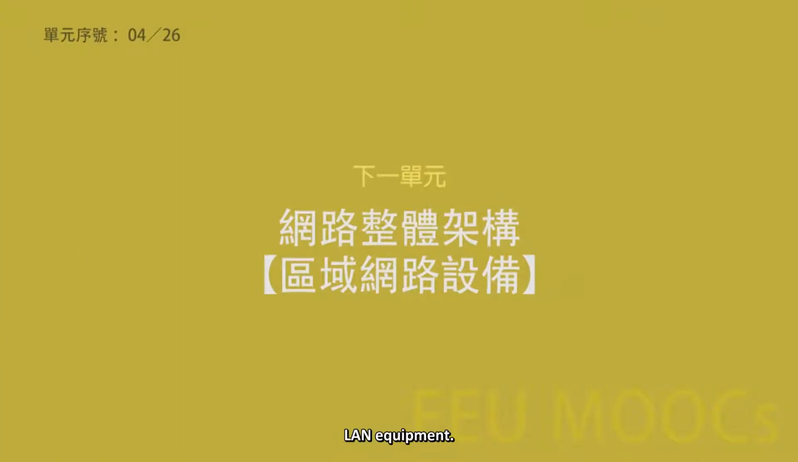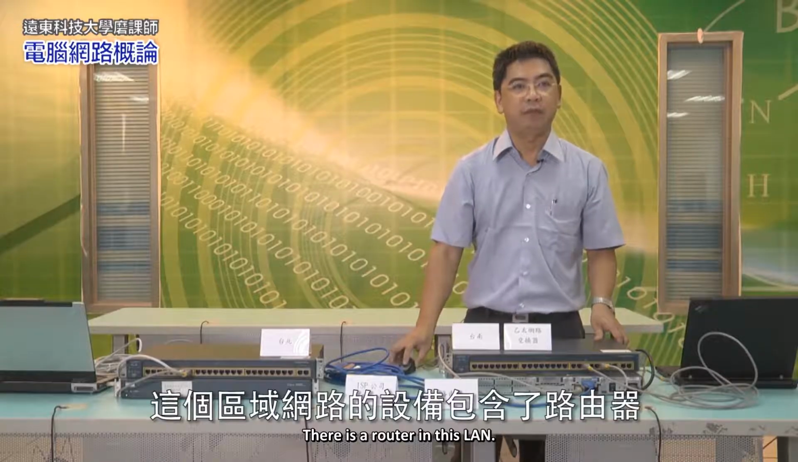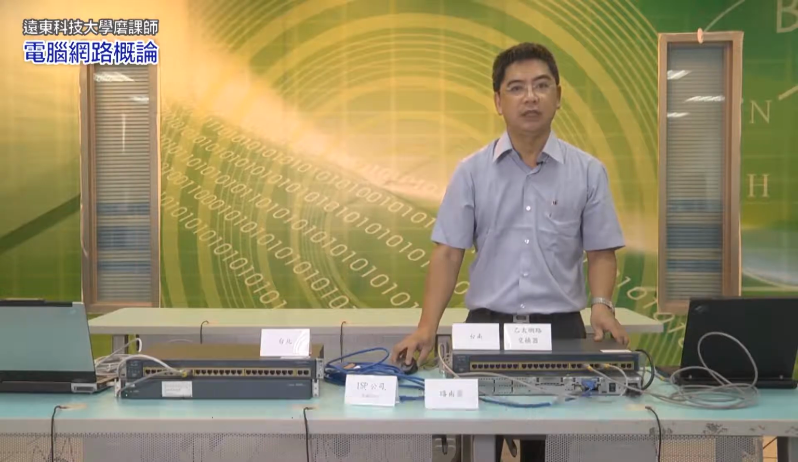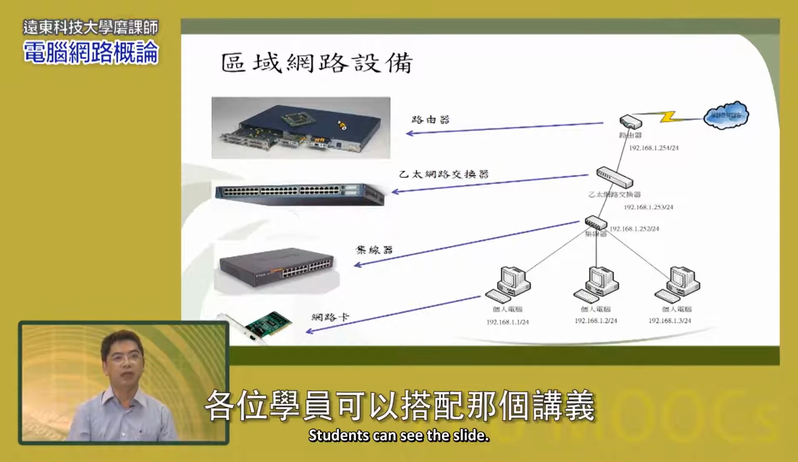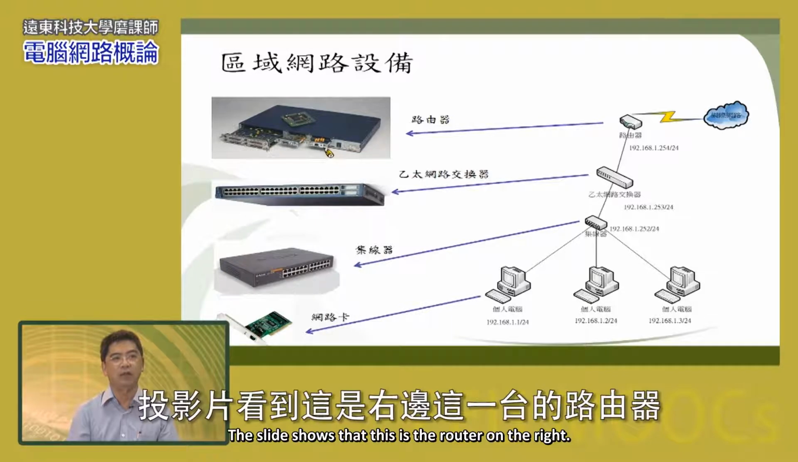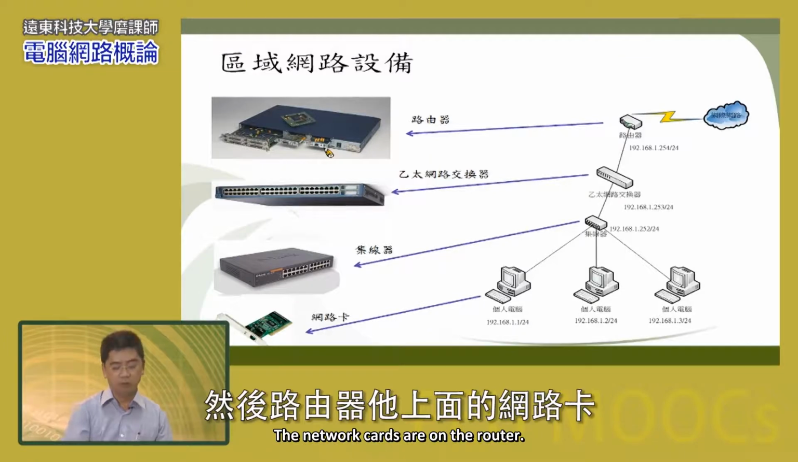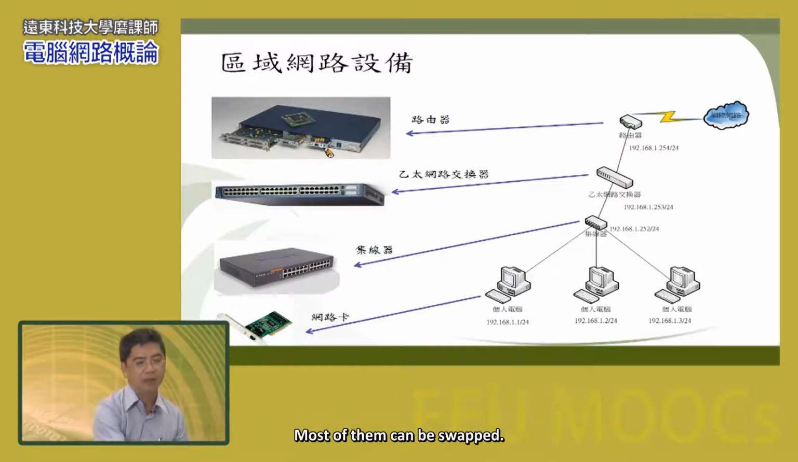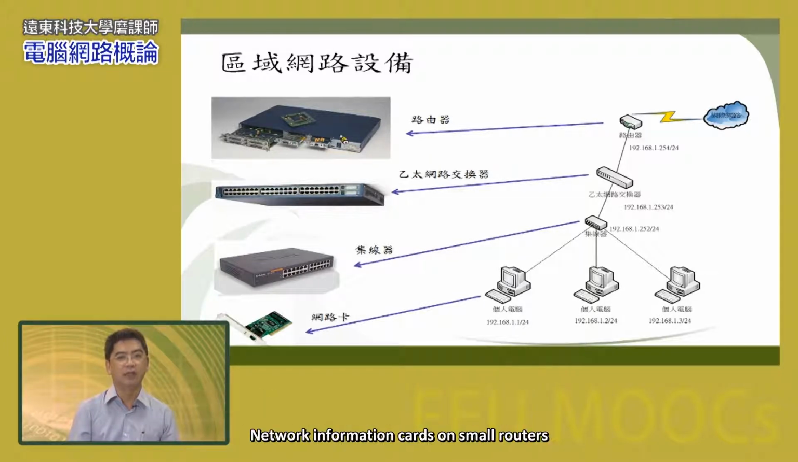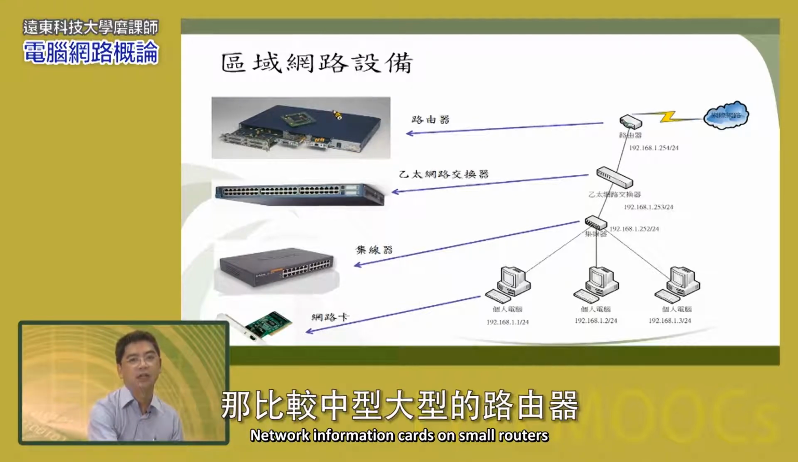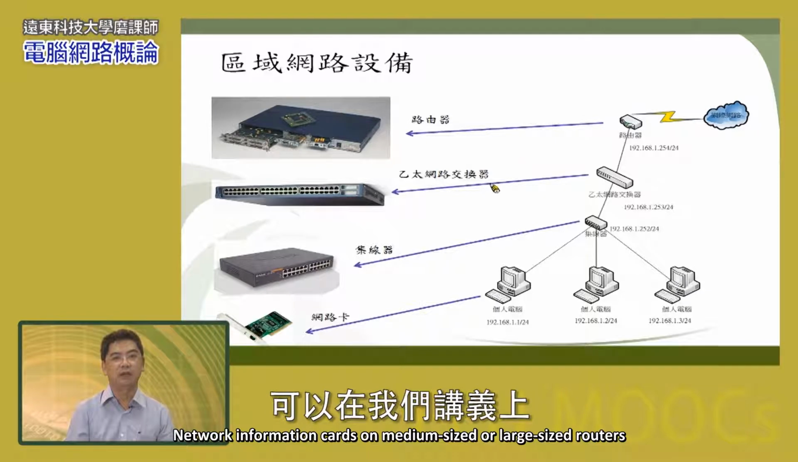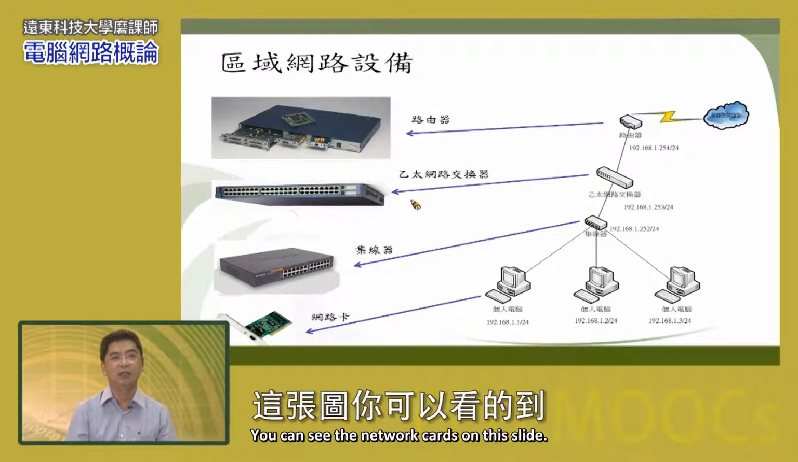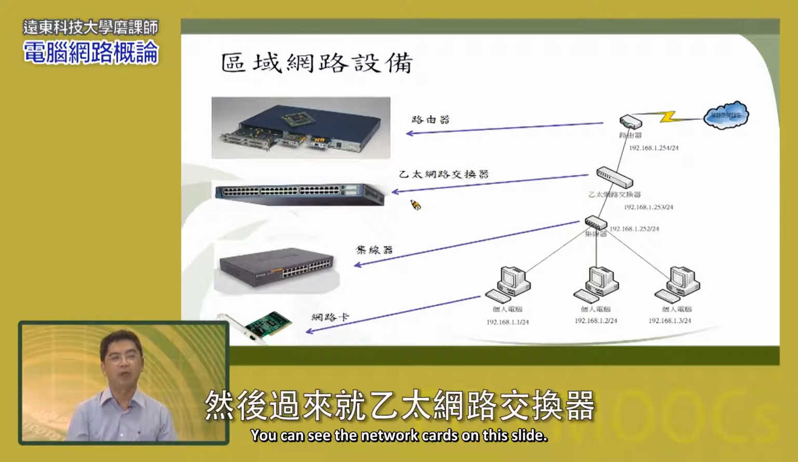LAN equipment. There is a router in this LAN. This is the router. Students can see the slide. The slide shows that this is the router on the right. The network cards are on the router. Most of them can be swapped. Network interface cards on small routers are fixed. Network interface cards on medium-sized or large-sized routers can be swapped. You can see the network cards on this slide.